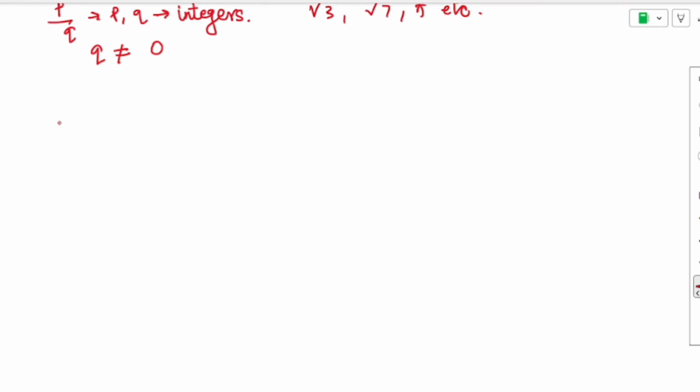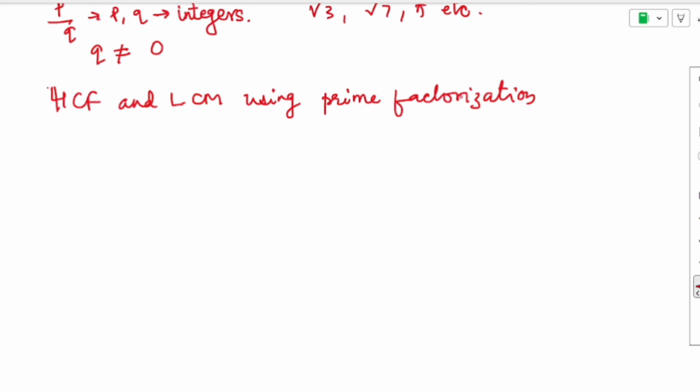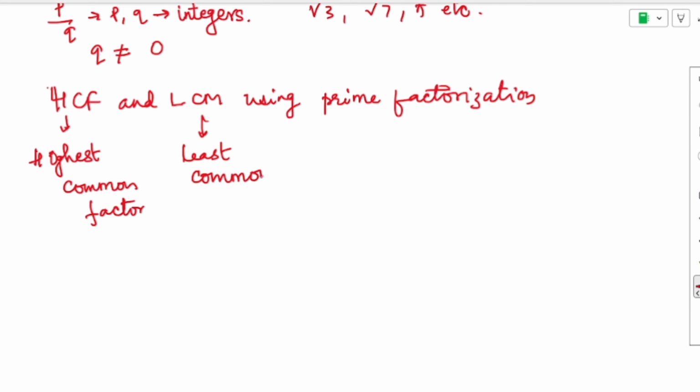To find out LCM or HCF we need two numbers, using prime factorization. HCF is the full form of highest common factor: H for highest, C for common, and F for factor. And LCM is the least common multiple.